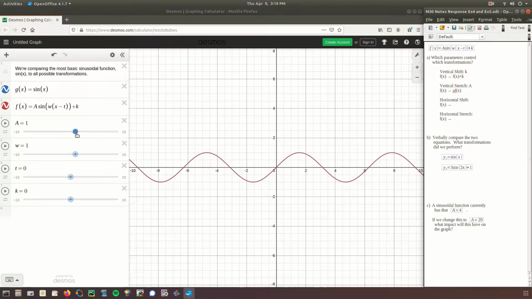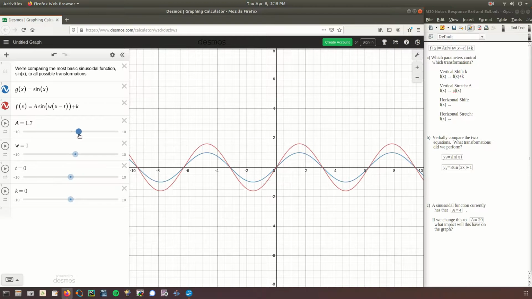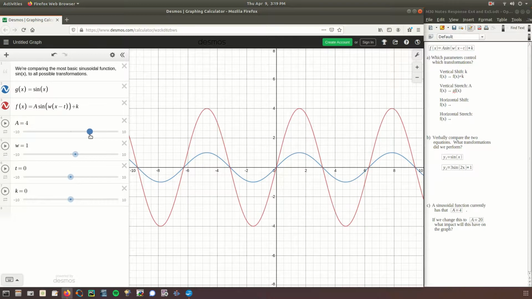If we come over here to our a term slider bar, we can see that as we make it larger, our function gets multiple times further away from the x-axis. Notice here that we have made a 4 in this example. We used to reach maximum heights of 1. We now reach maximum heights of 4. Minimum heights were at -1. Now minimum heights are at -4.